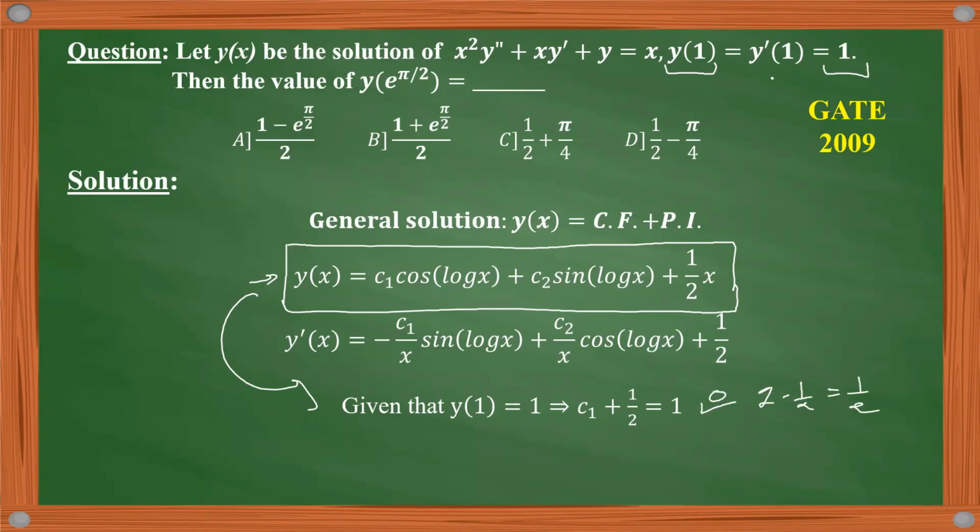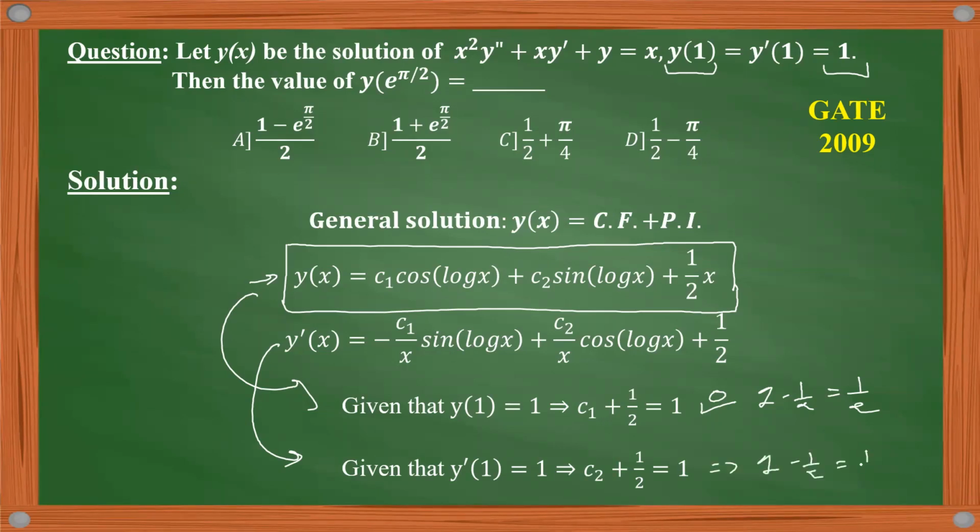So we already get the value of c1 from our first condition. But we need to use now our second condition because we also want the value of c2. So we have already done the derivative of our general solution. So now just put x is equal to 1 in our second equation. So it will be y dash 1 is equal to 1. This term will be removed because log 1 is 0 and sin 0 is 0. So the remaining term is c2 into 1 plus 1/2, and that is equal to 1. So the value of c2 is also 1 minus 1/2, and that is equal to 1/2.